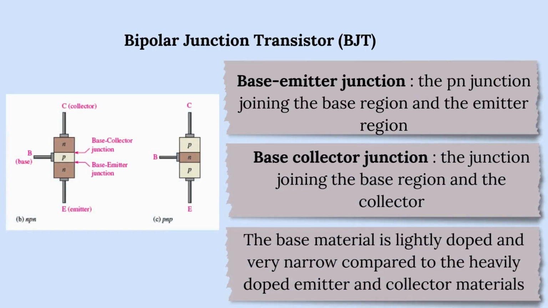Transistor junctions. In a BJT, there are two important junctions: the base emitter junction, which connects the base and emitter; the base collector junction, which connects the base and collector. The base region is very narrow and lightly doped, while the emitter and collector are more heavily doped. This structure ensures efficient control of the current flow.